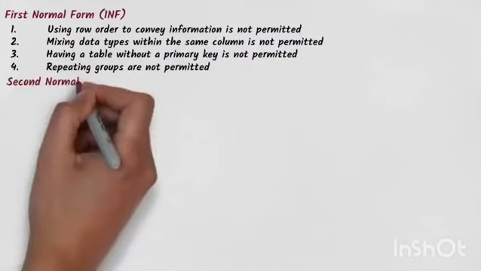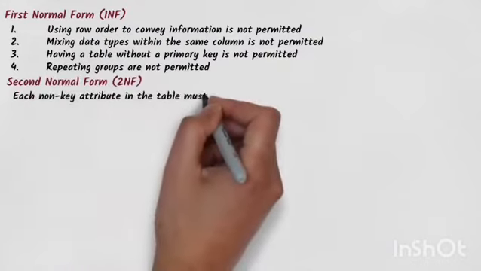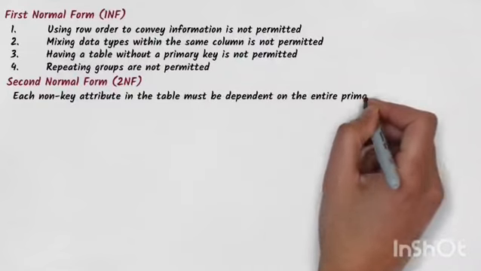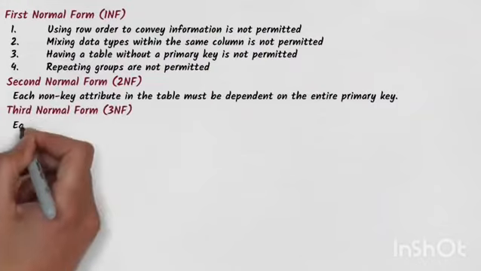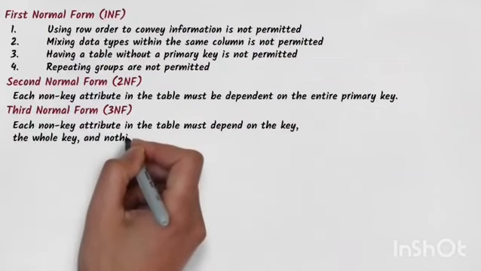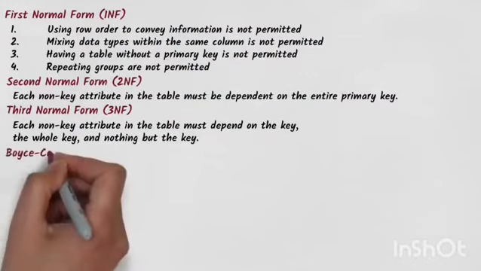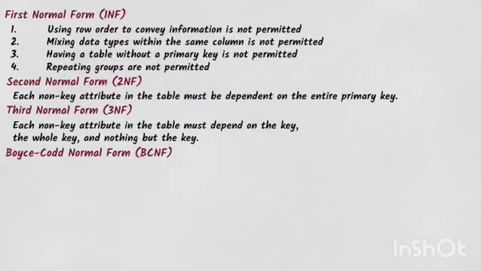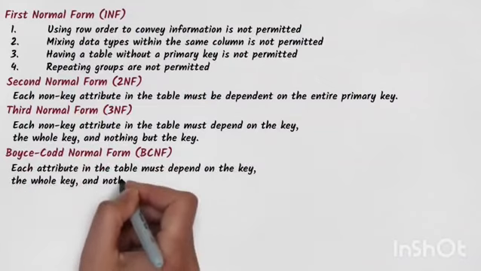The rule for 2nd normal form is each non-key attribute in the table must be dependent on the entire primary key. The rule for 3rd normal form is each non-key attribute in a table must depend on the key, the whole key, and nothing but the key. If we prefer to drop the phrase non-key, we end up with an even simpler and even stronger version of 3rd normal form called Boyce-Codd normal form. Each attribute in a table must depend on the key, the whole key, and nothing but the key.